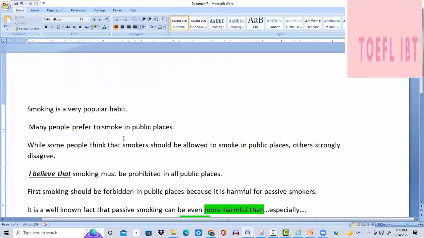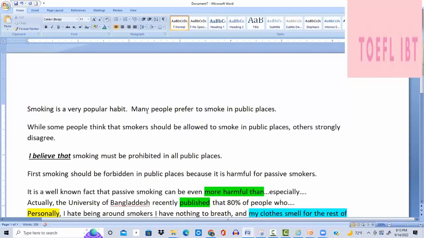Okay, so now we have our document. Smoking is a very popular habit. Remember, we had to have two sentences, and we had smoke public places. Many people prefer to smoke in public places. While some people think that smokers should be allowed to smoke in public places, others strongly disagree. That was the summary of the paraphrase. Do you see?